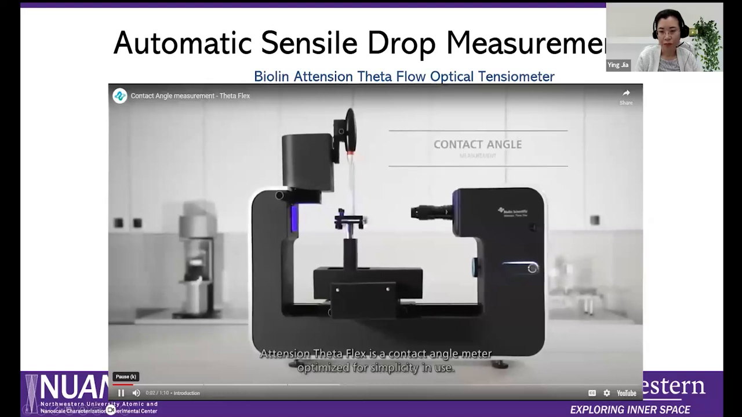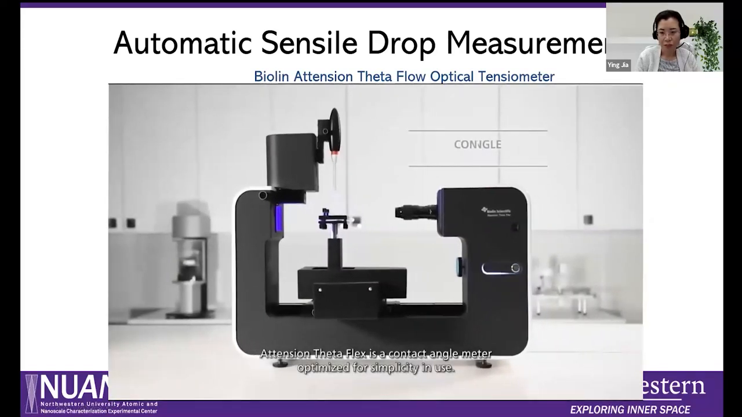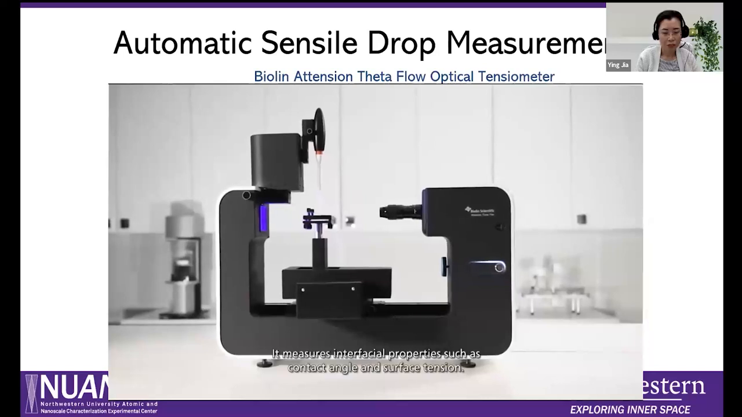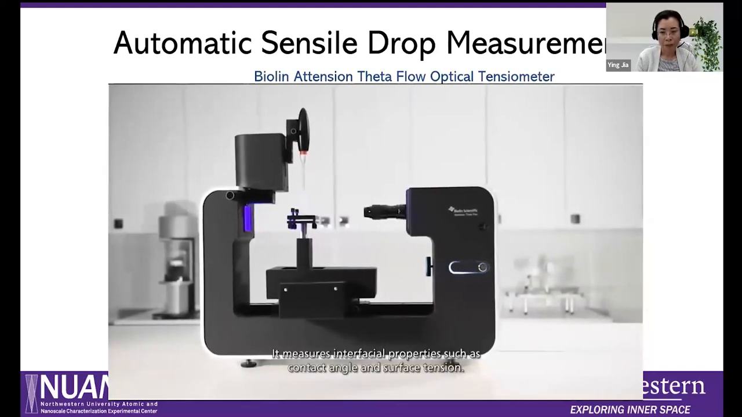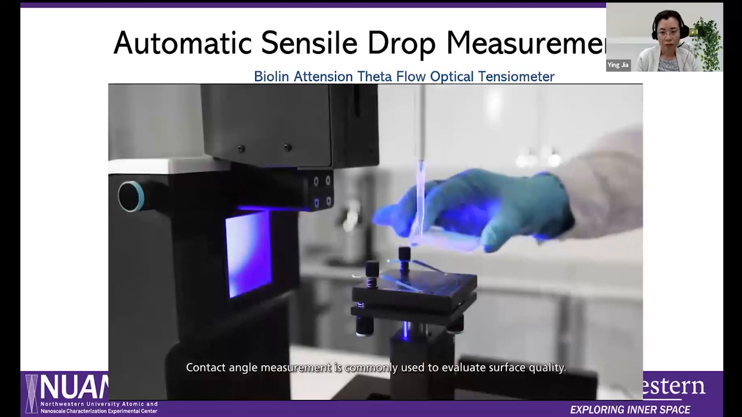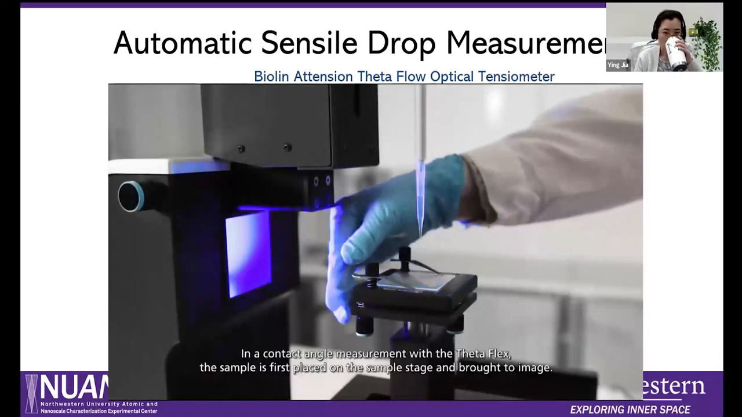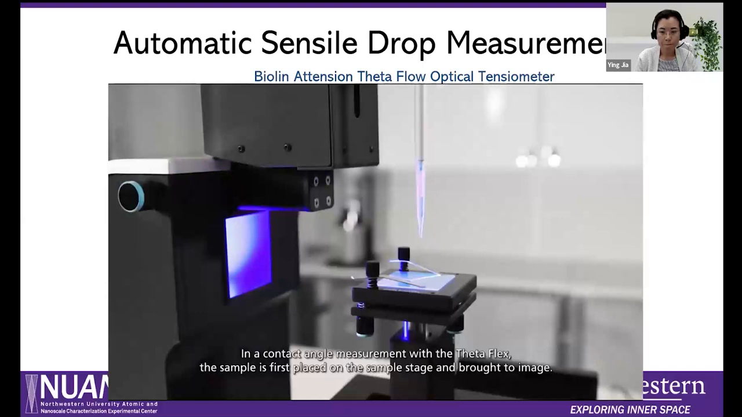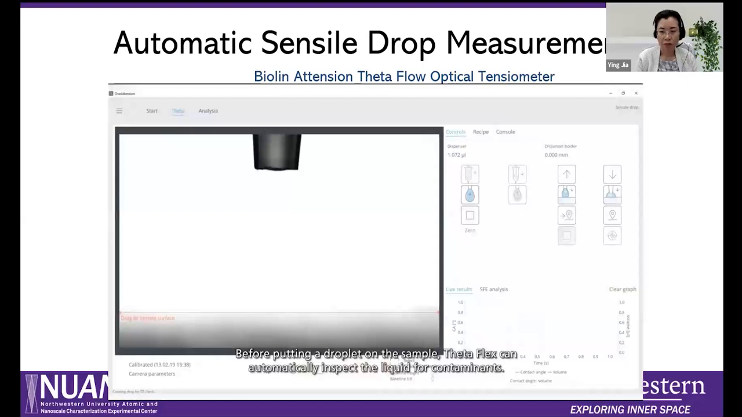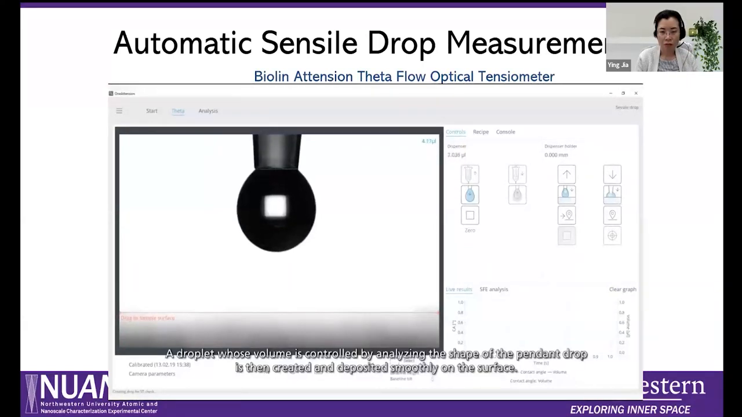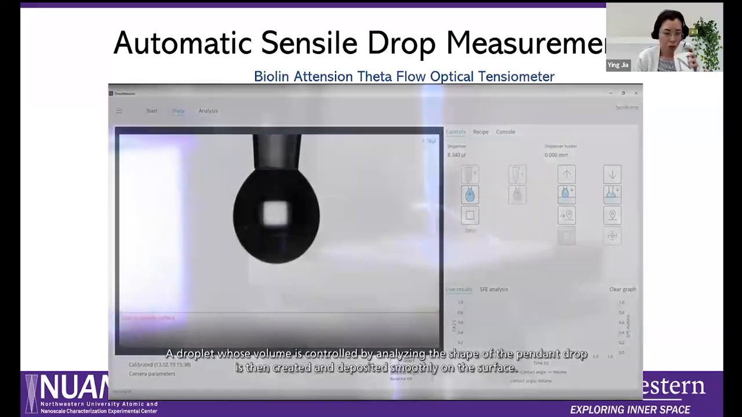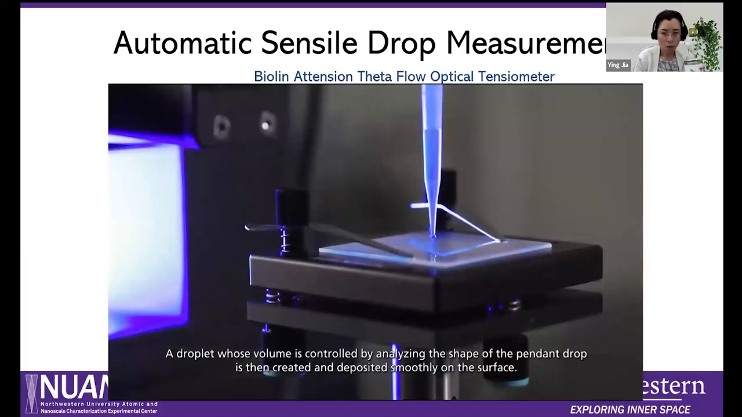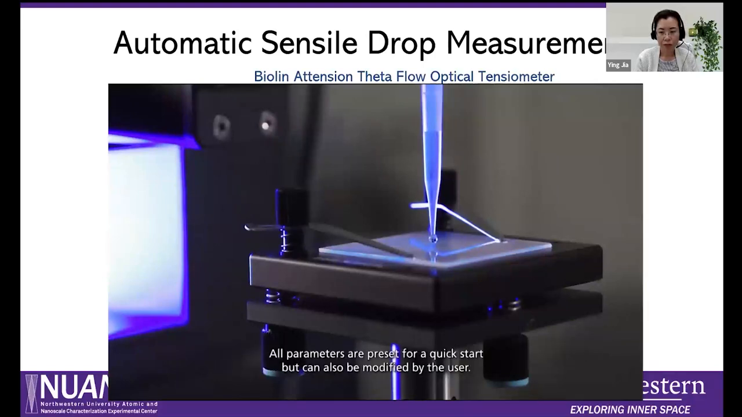Attention Theta Flex is a contact angle meter optimized for simplicity in use. It measures interfacial properties such as contact angle and surface tension. Contact angle measurement is commonly used to evaluate surface quality. In a contact angle measurement with Theta Flex, the sample is first placed on the sample stage and brought to image. Before putting a droplet on the sample, Theta Flex can automatically inspect the liquid for contaminants. A droplet whose volume is controlled by analyzing the shape of the pendant drop is then created and deposited smoothly on the surface. All parameters are present for a quick start, but can also be modified by the user.